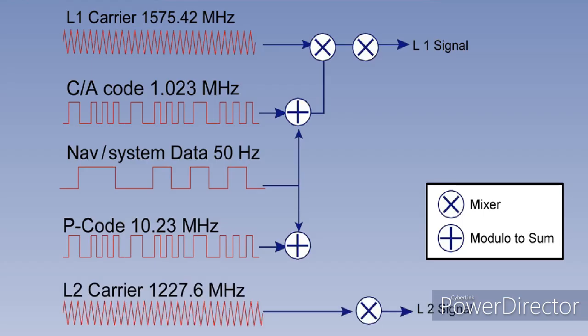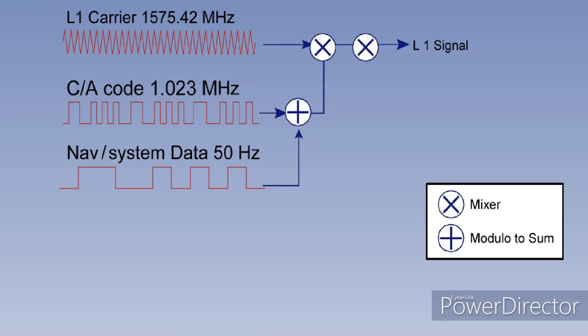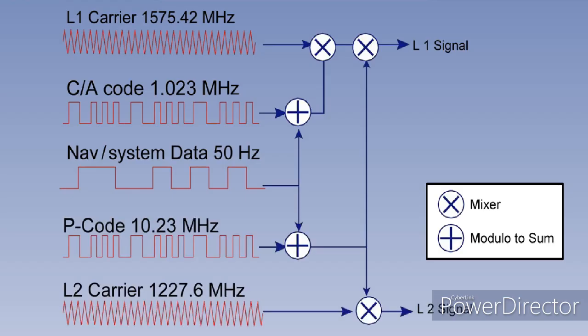The L2 frequency transmits a carrier wave on 1227.6 MHz. It broadcasts the P code and is used to determine ionospheric delays. Only the course acquisition code and the nav and system data are available to civilian users, whereas the CA and P codes, as well as the nav and system data information, are available to the US military and other approved users.